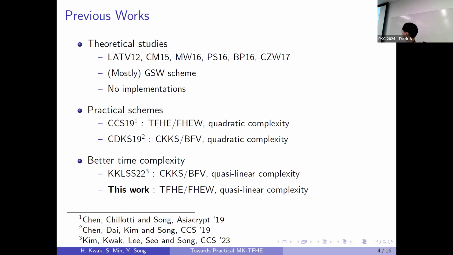So there have been a few theoretical studies on multi-key HE, such as LATV12 or CM15, etc. But they are mostly based on the GSW scheme, which is not very performant, and they also don't have any implementations at all. And then there are two practical schemes, CCS19, which is based on the TFHE scheme, and CDKS19, which is based on the CKKS and BFV scheme. Both of them have quadratic complexity. And then recently, both of them were improved into a quasi-linear complexity in KKRSS22 and this work.